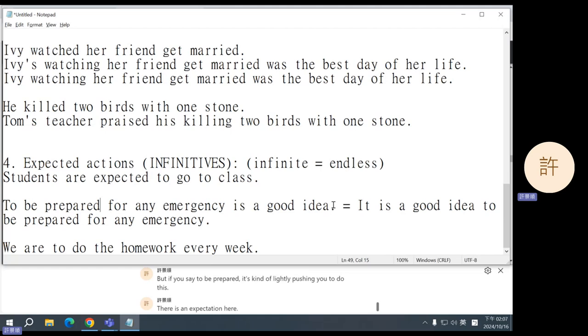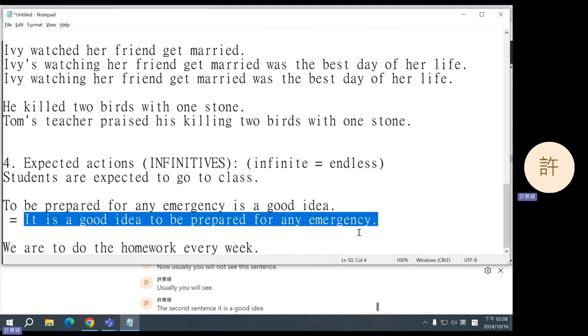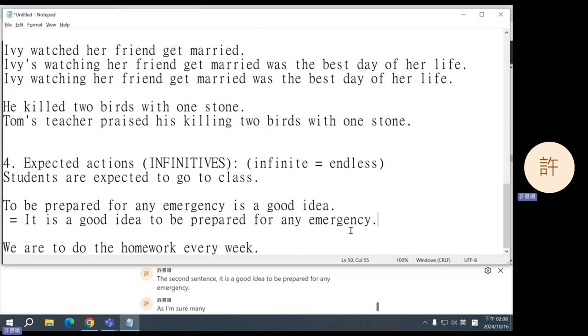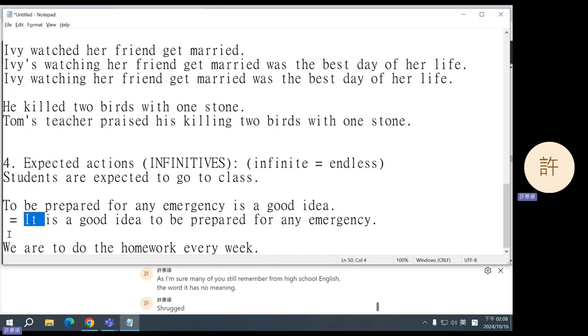Now, usually you will not see this sentence. Usually you will see the second sentence. It is a good idea to be prepared for any emergency. As I'm sure many of you still remember from high school English, the word it has no meaning. 实主词. What it's doing is, in English, we like to start sentences with simple ideas, and then if there are longer, more complex ideas, we like to put them near the end of the sentence.